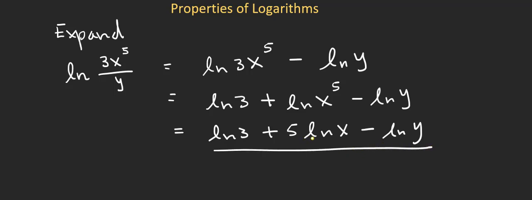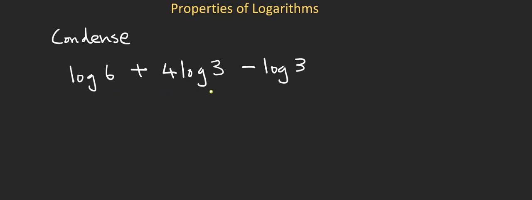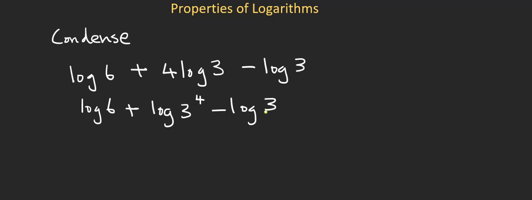Now when we go back from here to this form, we call that condensing. So now we need to condense this expression. So what we need to do is let's move the 4 using the power property. Let's put the 4 right there. And what's 3 to the 4th power? That's 81.